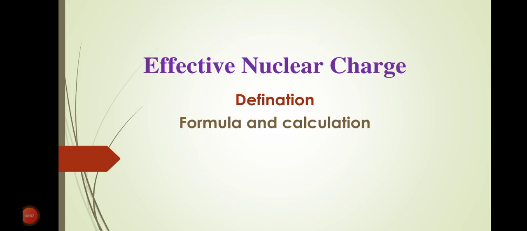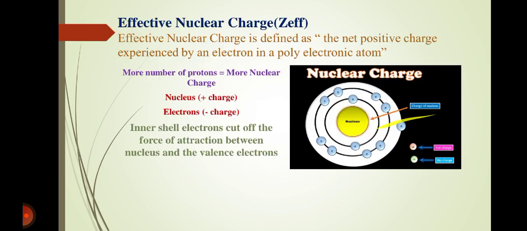Hello students, in this video we will learn about the effective nuclear charge, its definition, the formula of effective nuclear charge and calculations. So first of all we have to know the definition of effective nuclear charge. The effective nuclear charge is the net positive charge experienced by an electron in a polyelectronic atom.